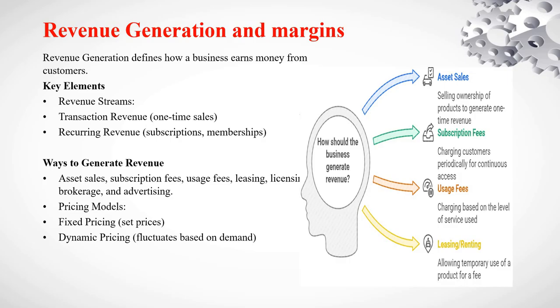Then you have types of pricing models. The first one is the fixed pricing, that is set prices. Then you have dynamic pricing. Fixed pricing is nothing but you set the prices that do not change based on the demand or the customers, like prices in the supermarkets. Then you have dynamic pricing, where the prices will fluctuate based on factors like demand, competition, or the customer behavior. Example is airline tickets, then ride sharing apps.